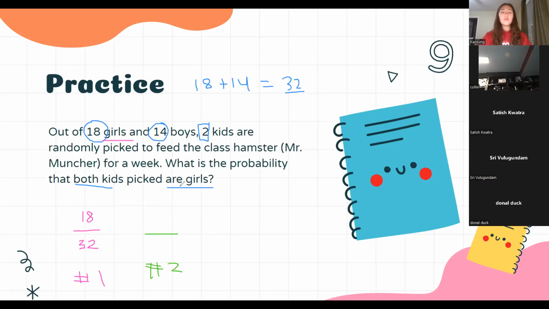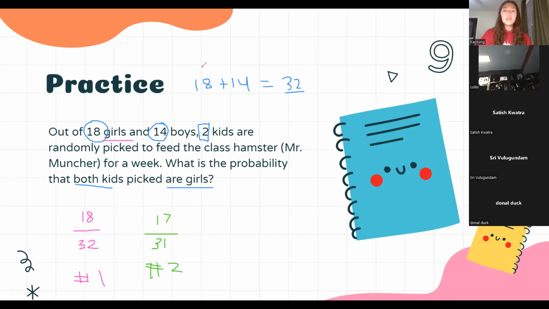So now we also have to do desired over total. We want girls right now, right? But we have to remember that one of the girls was already picked as the first person, so she can't get picked again. So now instead of 18 as our possible girl options, we only have 17. And also 32 kids in the beginning, but one of them is not an option anymore, so now there's only 31 kids total that we can choose from.